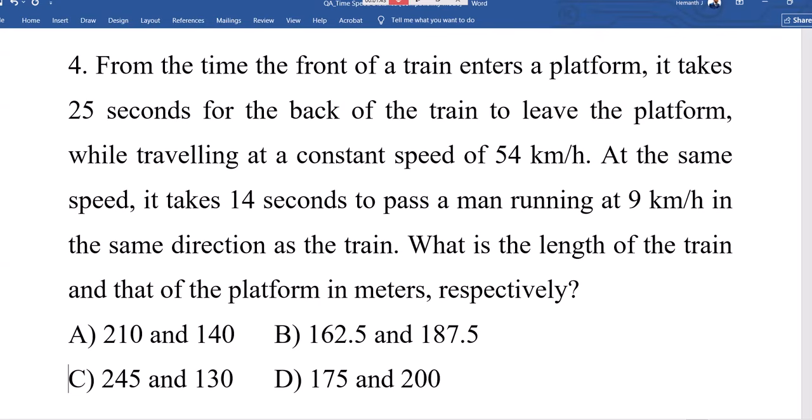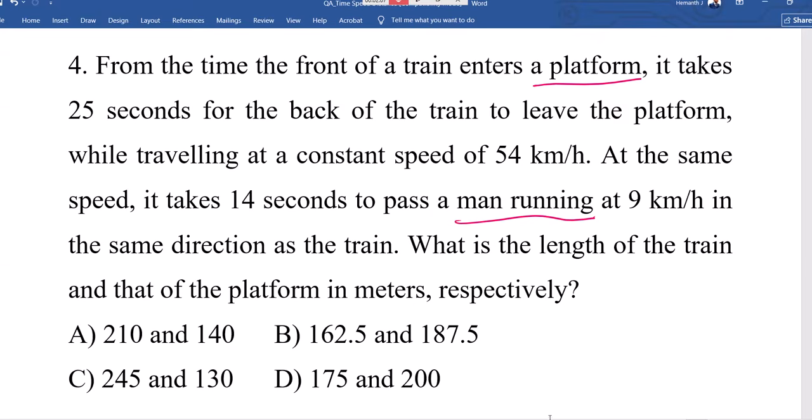Next, the train crossing a man running, right? Whatever we discussed in the introduction related to four cases: train crossing a man, an object with negligible length, a stationary object, and a moving object. All four will be covered in this one question.